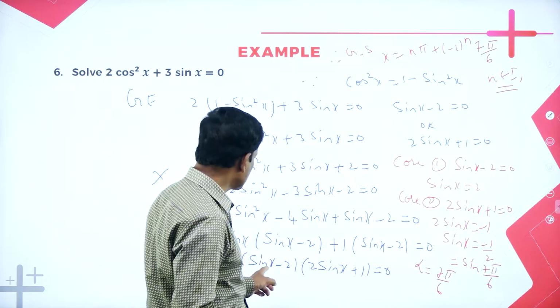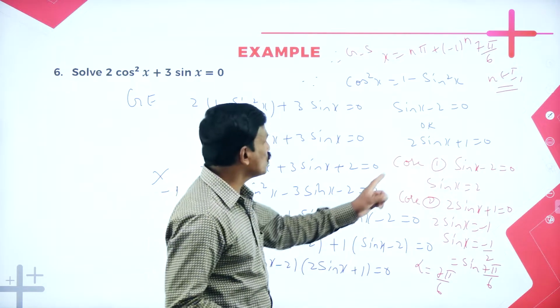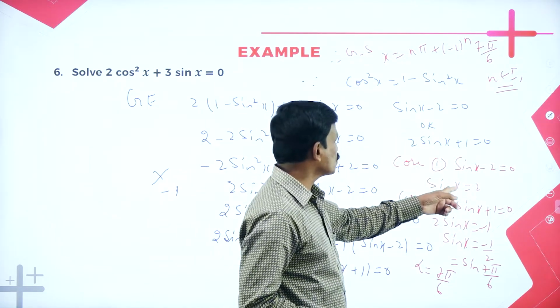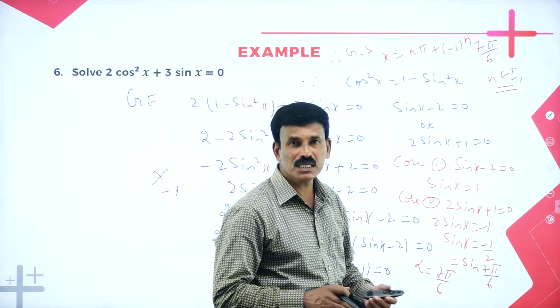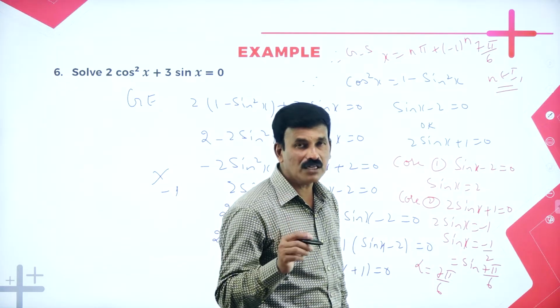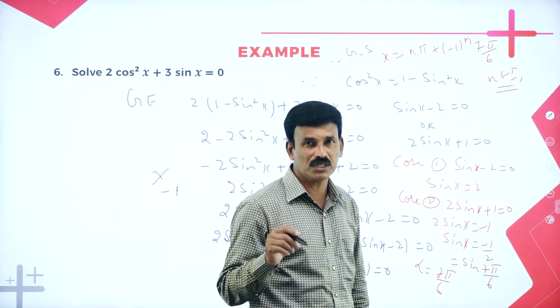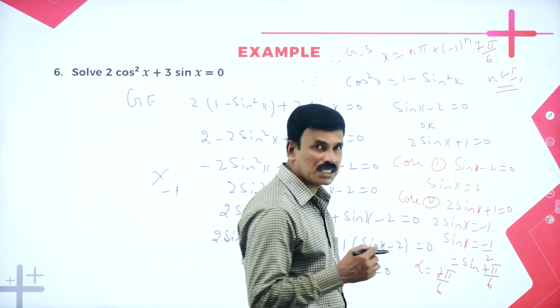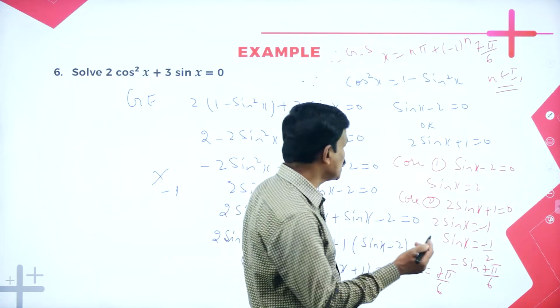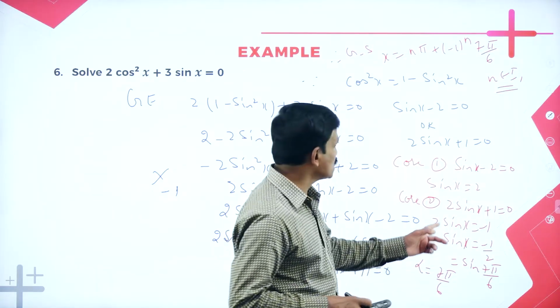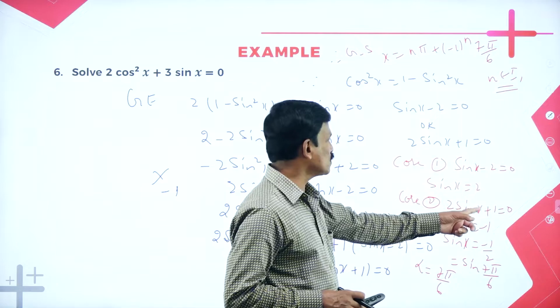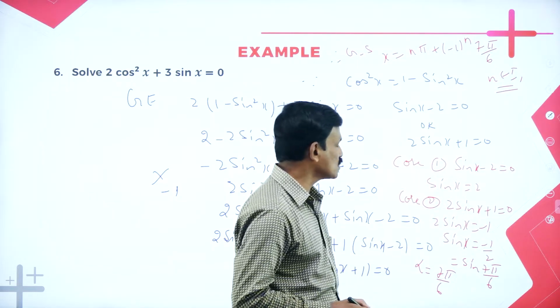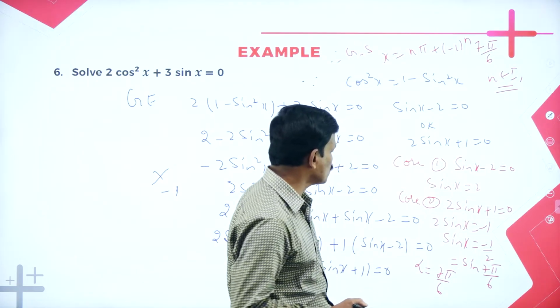So in case number 1, sin x minus 2 is equal to 0. So sin x is equal to 2, but the value of sin x lies between plus or minus 1. So this sin x is equal to 2, which is greater than 1. Therefore, we can reject this and go to the second case, case number 2: 2 sin x plus 1 is equal to 0, or 2 sin x is equal to minus 1, or sin x is equal to minus 1 by 2.